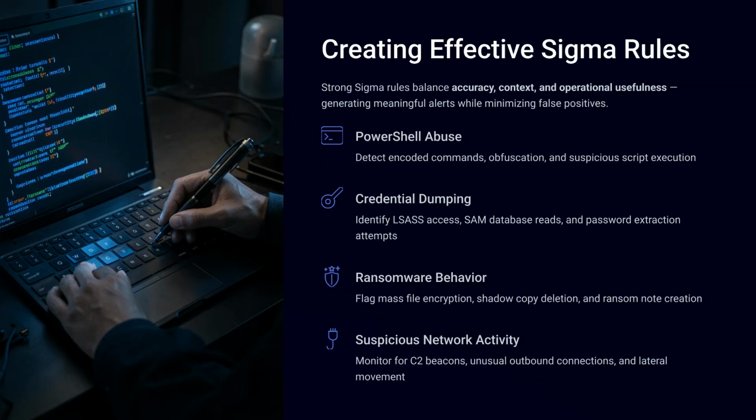Effective Sigma rules balance accuracy, context, and operational usefulness, minimizing false positives. Focus areas include detecting PowerShell abuse, credential dumping attempts, ransomware behavior, and suspicious network activity like C2 beacons and lateral movement. Sigma's strength is its ability to translate a single detection into platform-specific queries, eliminating redundant rule creation.